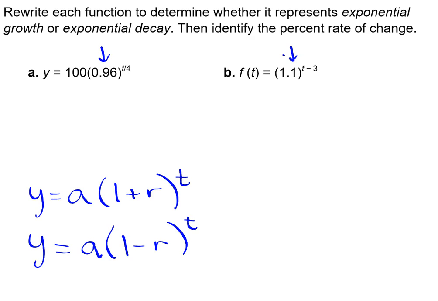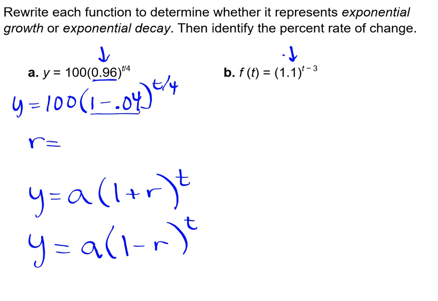Okay, so they're asking us to rewrite it like this. Y equals a, which is 100, times 1. Is this going to be plus or minus? Minus. And 1 minus what gives me 0.96? 0.04. So what is r? What's the rate of change? Here's r. 0.04 or 4%. I'm not sure in the book if they want you to write it as a decimal or a percent.